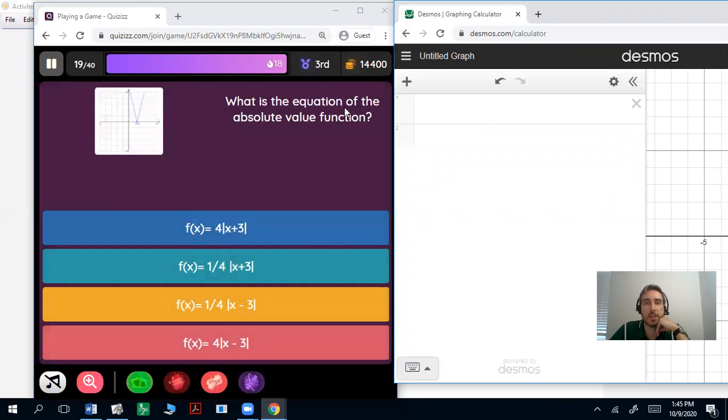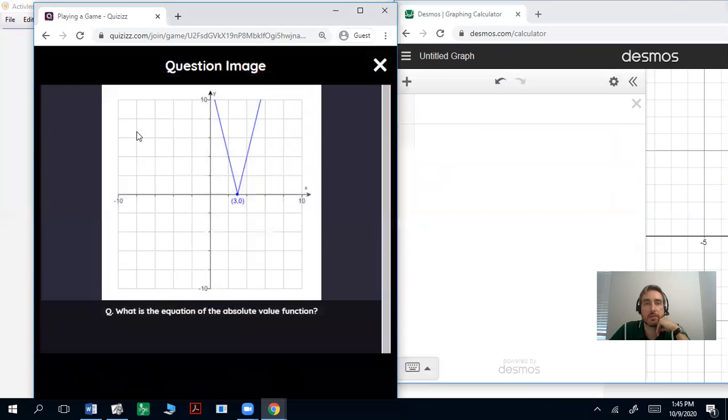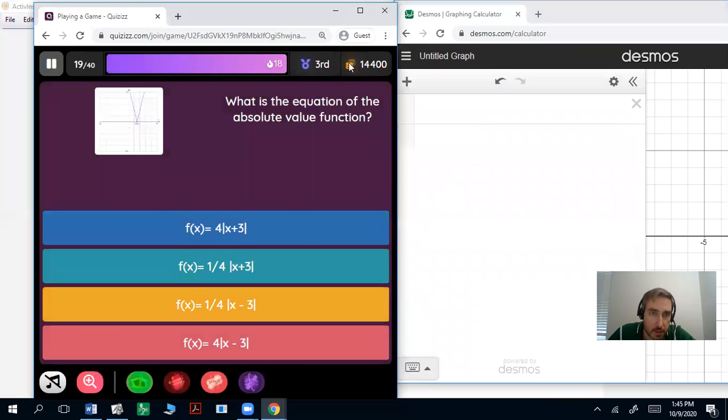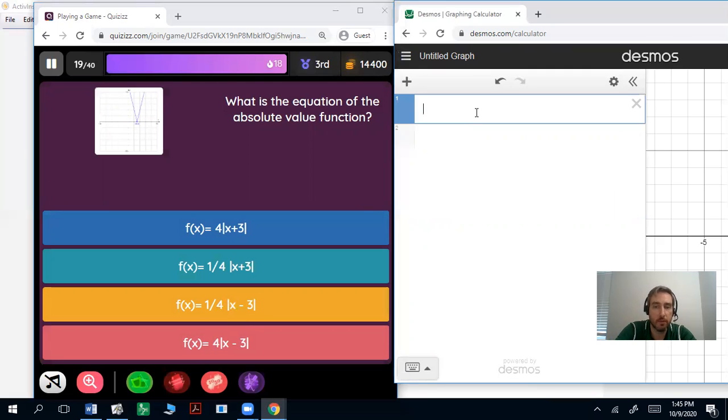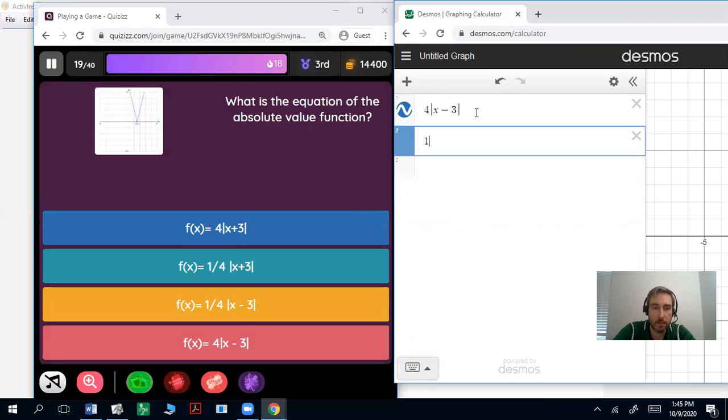On 19, what's the equation of the absolute value function? This one's a skinnier one, so it's going to be vertically stretched. It goes right 3. So I'm going to say x minus 3, but it's going to have the 4 because that's going to make it narrower. So if you do 4 times the absolute value of x minus 3 versus 1/4 the absolute value of x minus 3, I'll show you the difference.